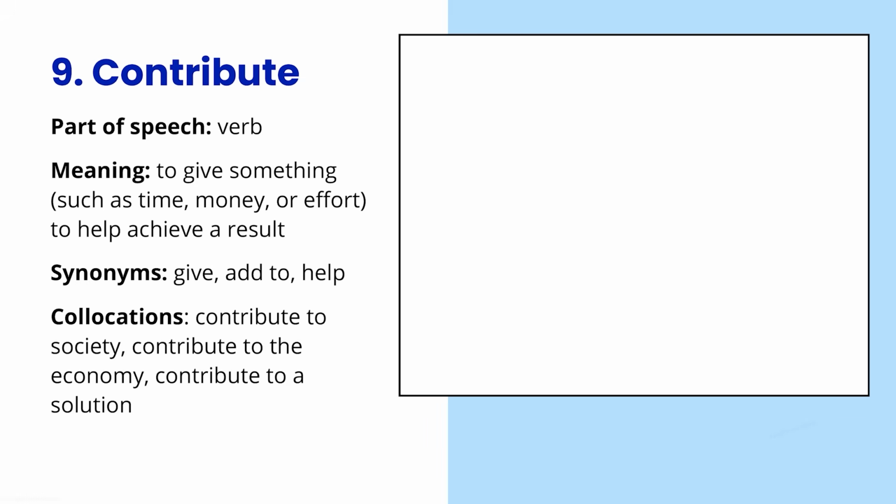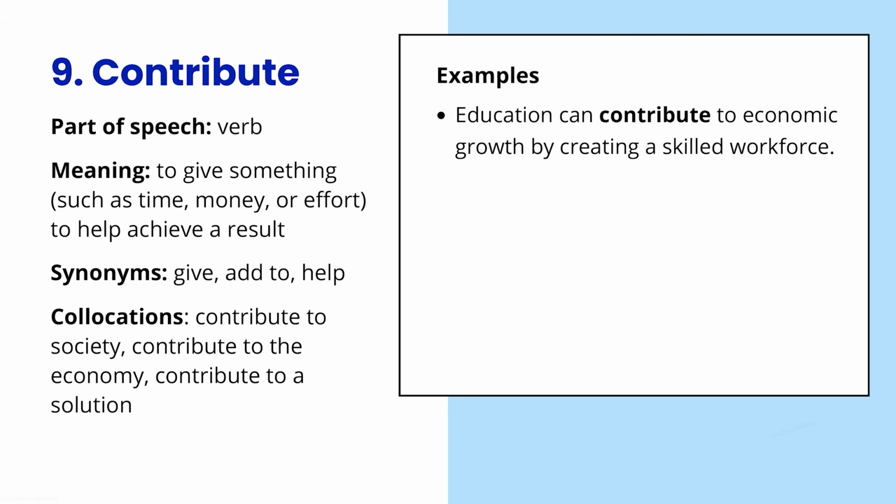Collocations: contribute to society. So this means you're helping to improve society. Contribute to the economy. Same thing. You're giving something and it's achieving a result for the economy. Contribute to a solution. Now let's look at some examples.